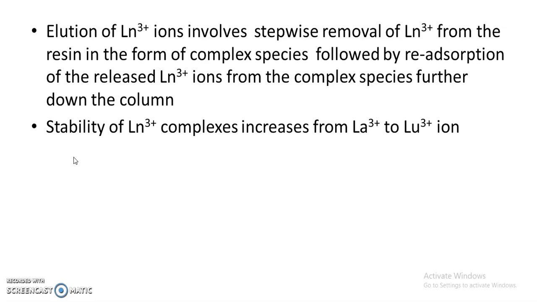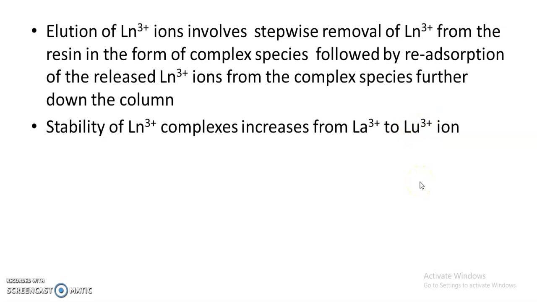Now the stability of lanthanide plus 3 complexes increases from lanthanum plus 3 to lutetium plus 3. Actually, the stability of a coordination complex depends upon the size of the cation. The smaller the size, the greater is the stability. So lutetium plus 3 has a smaller ionic size because of lanthanide contraction, and its complex will be stable, and therefore when the complexing ion or eluent reaches the lutetium plus 3 band, it has a greater ability to form complex, and therefore it will be eluted first.